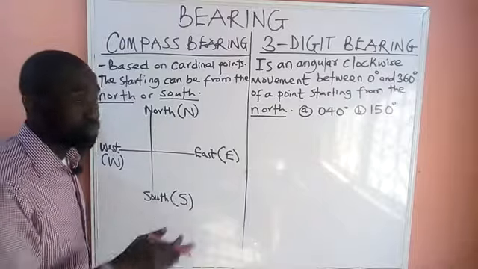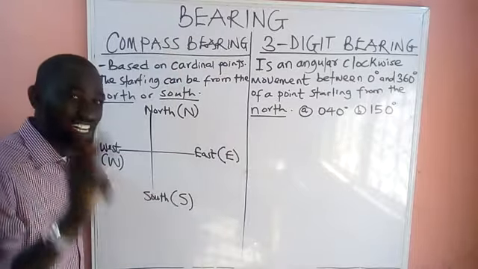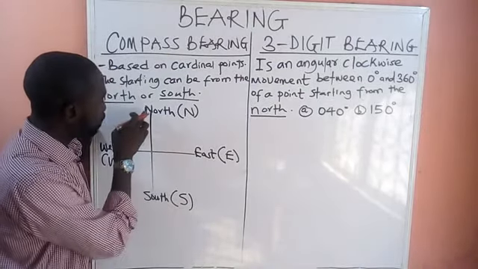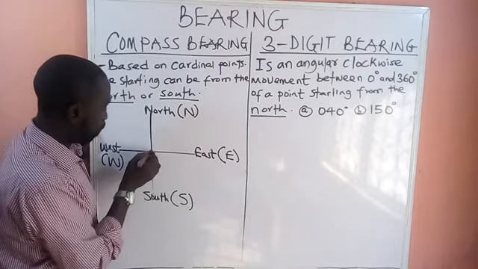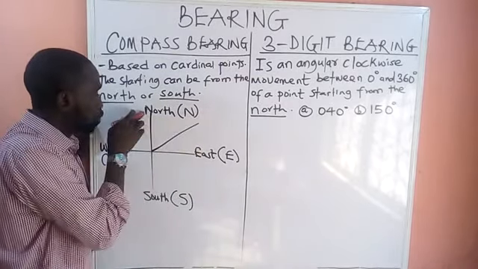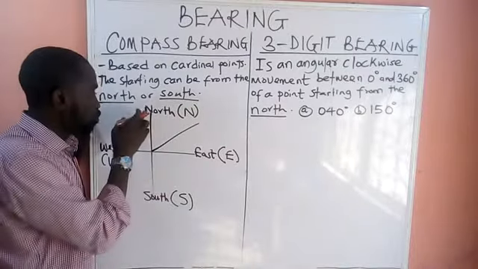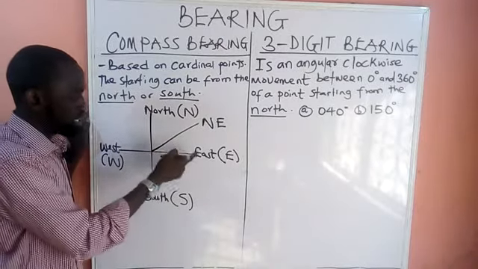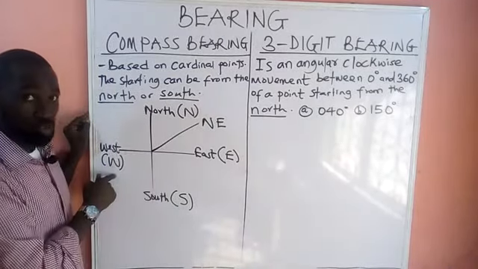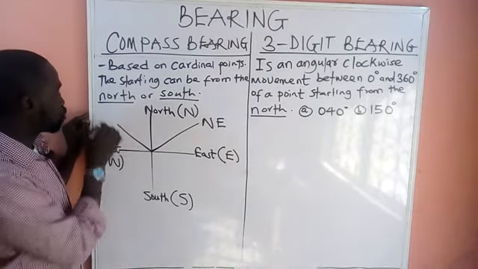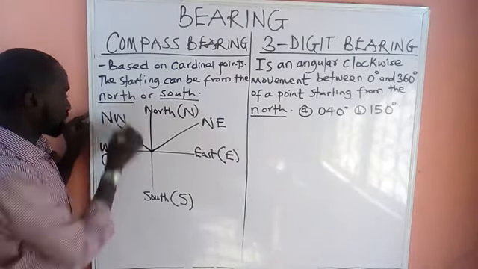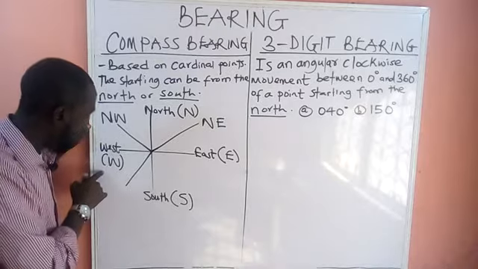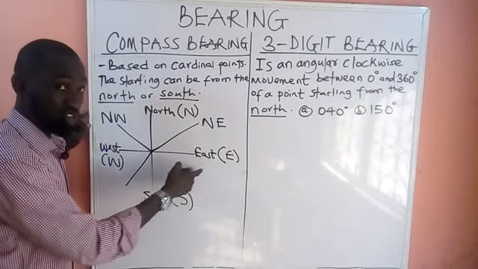So, if I want to move using compass bearing, I can either start my angular movement from the north or the south. If I want to move from the north going to the east, this will be north-east. The angular movement between north and east is what we call northeast. I can either move from north to east, or from north to west. This portion will be northwest. I can start from the south and move to the west, or I start from the south and move to the east.